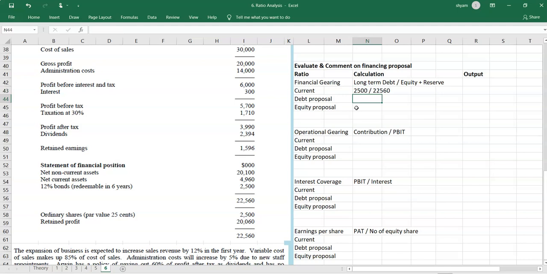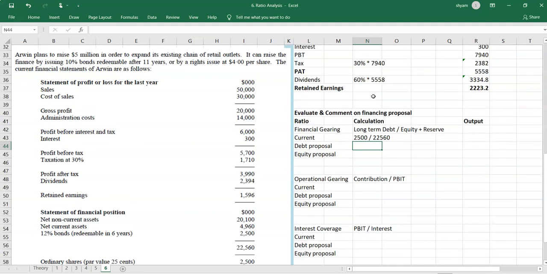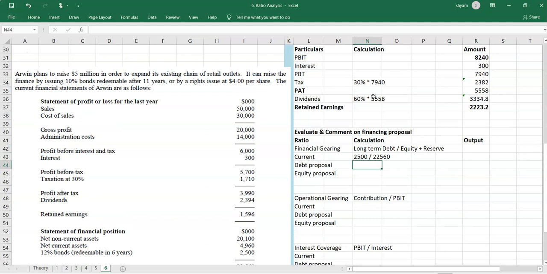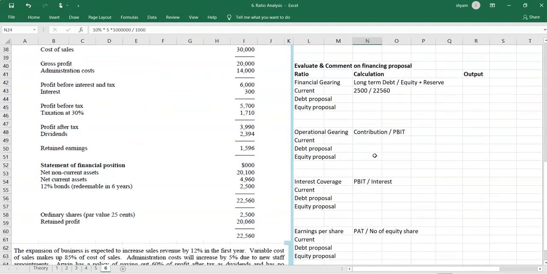After the debt proposal, what happens? The long-term debt will increase. Okay, it would have increased. So how much would it have gone? So we have to get the debt. I think we'll get that new debt from here. See, new debt is 5 million. So new debt is 5 million.